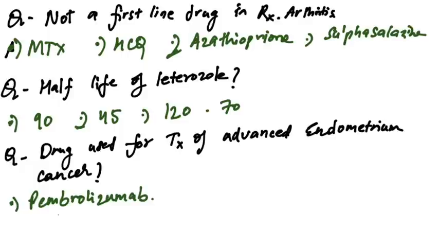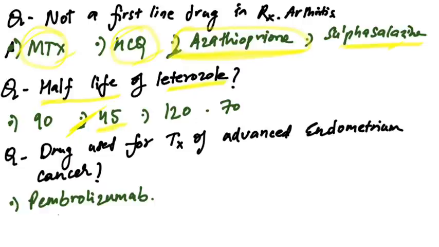Not a first line drug in treatment of rheumatoid arthritis. Methotrexate was given, that is a first line drug. HCQ is a first line drug, and sulfasalazine is a first line drug, but azathioprine is not a first line drug. This is the answer. Now, letrozole was asked: half life of letrozole. 45 hours is the answer, not 70 or 90. There are many confusions about 70 and 90, but the answer is 45.